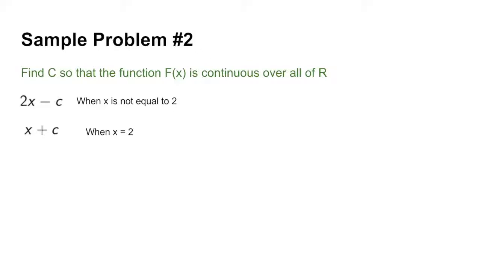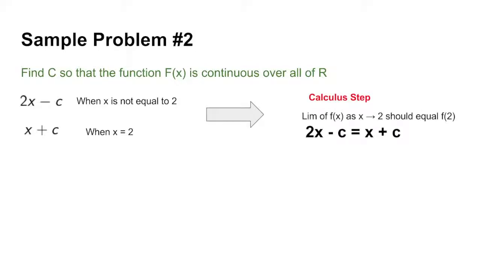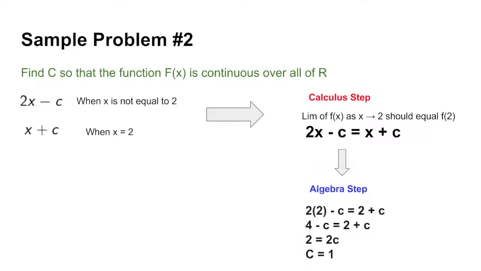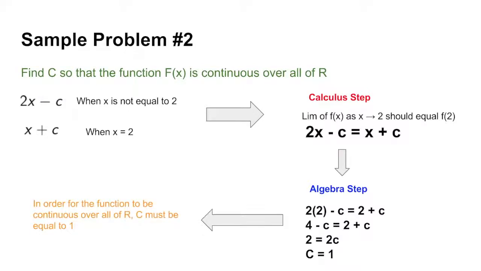Now, find c so that the function is continuous over all of R. The first step is your calculus step. It's to set these two equal to each other, because the limit of f of x as x approaches 2 should equal f of 2. So these two must equal each other. From there, it's really basic algebra. You literally just plug in 2 for x, and now you find c. And c equals 1, which means that in order for the function to be continuous over all of R, c must be equal to 1.